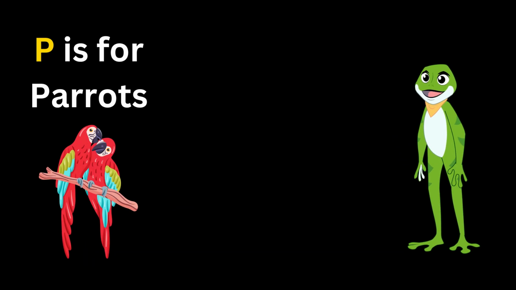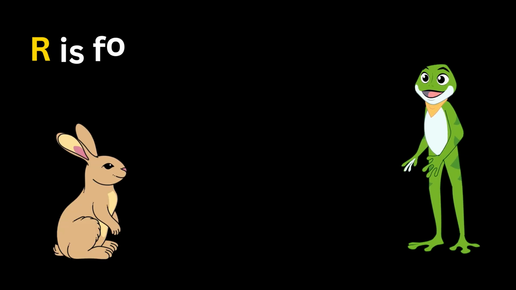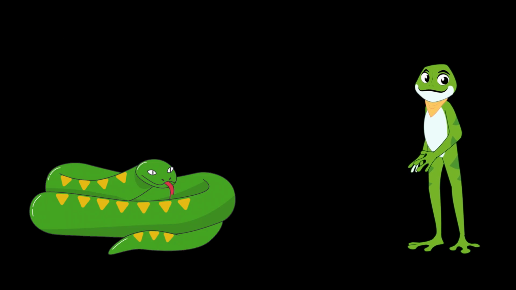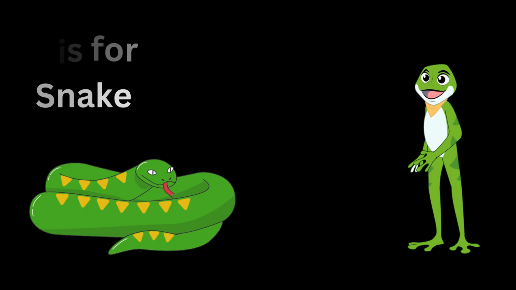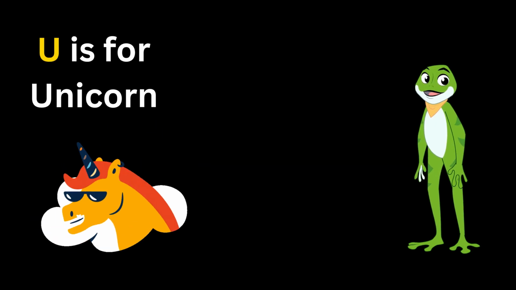P. P is for parrots. Q. Q is for quail. R. R is for rabbit. S. S is for snake. T. T is for turtle. U. U is for unicorn.